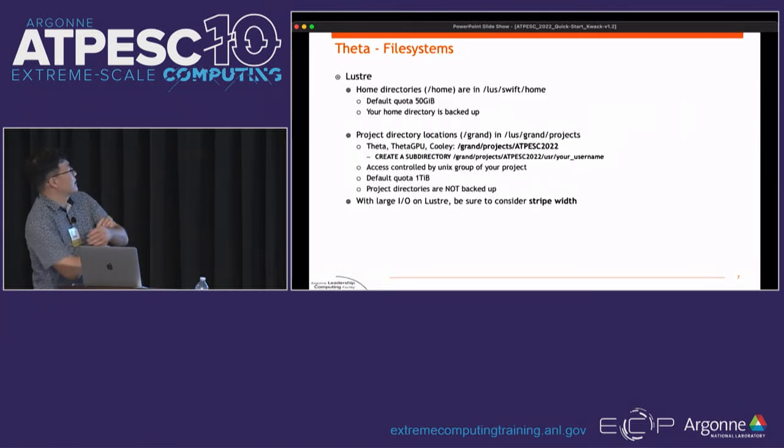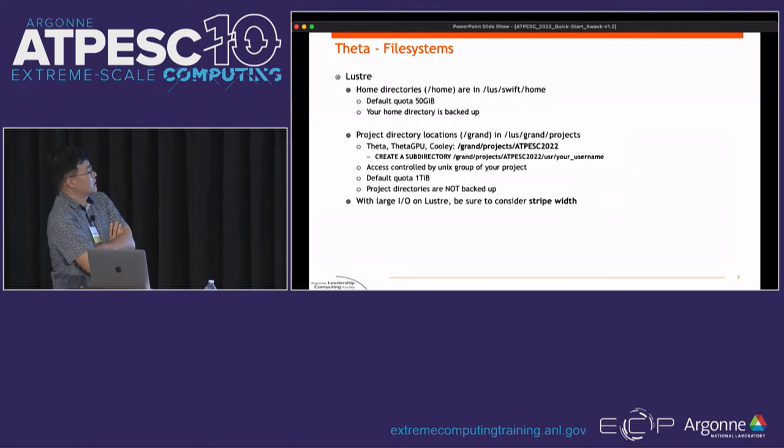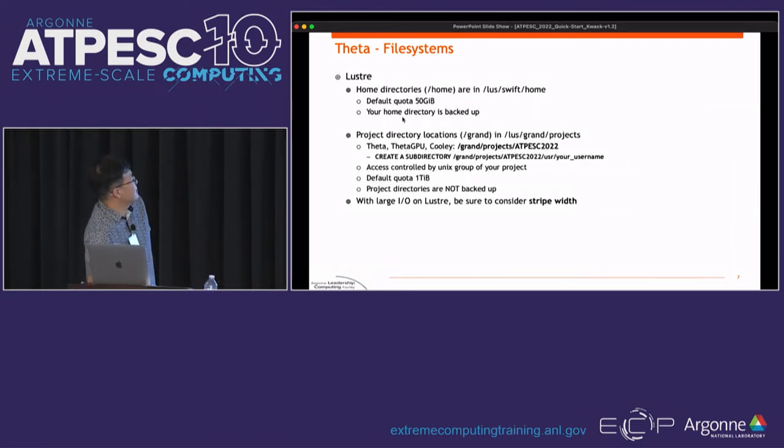On the file system, you can see the home directory, which is under home. We have a pretty tight quota for the home directory, so we don't recommend saving a lot of things there. We recommend saving very crucial things, for example, some source code or some very crucial input, because the home directory is backed up. So if something happens, we can restore your data.